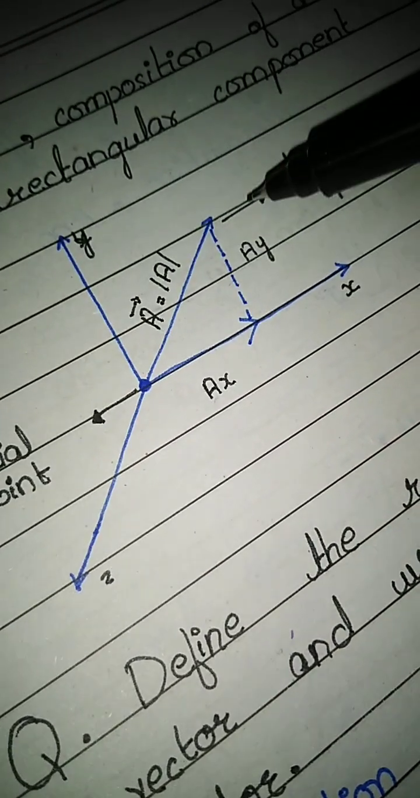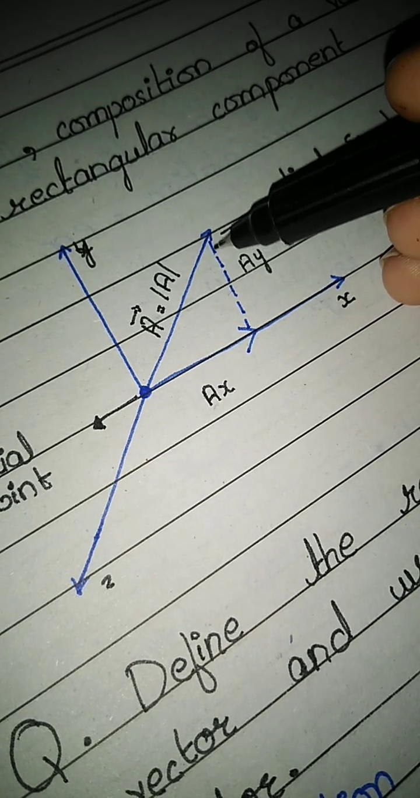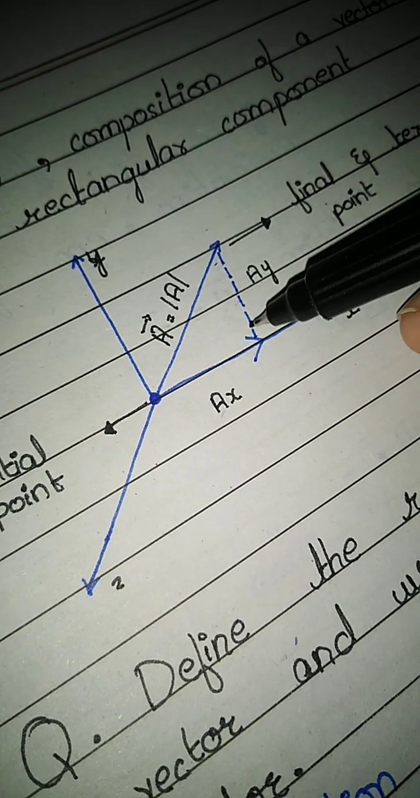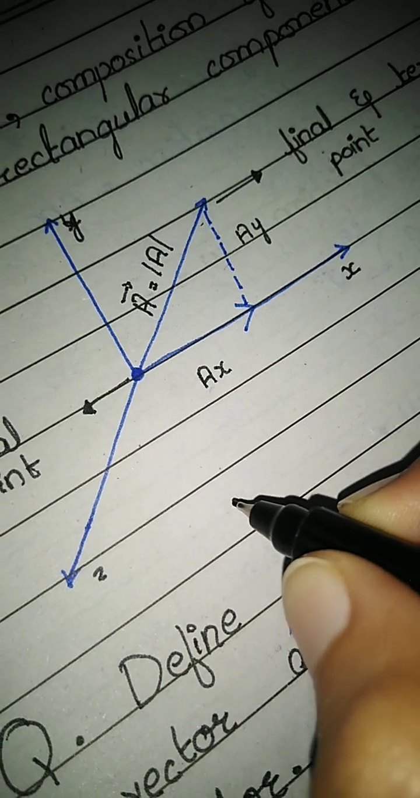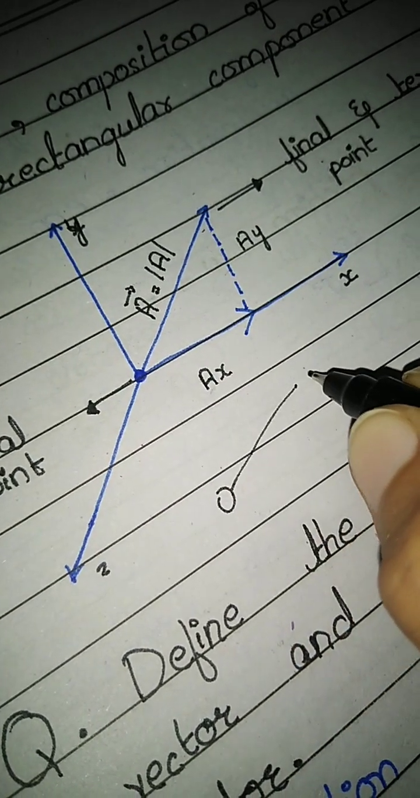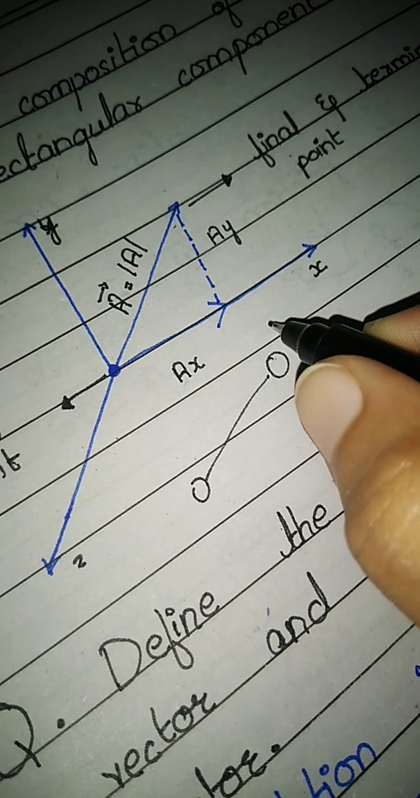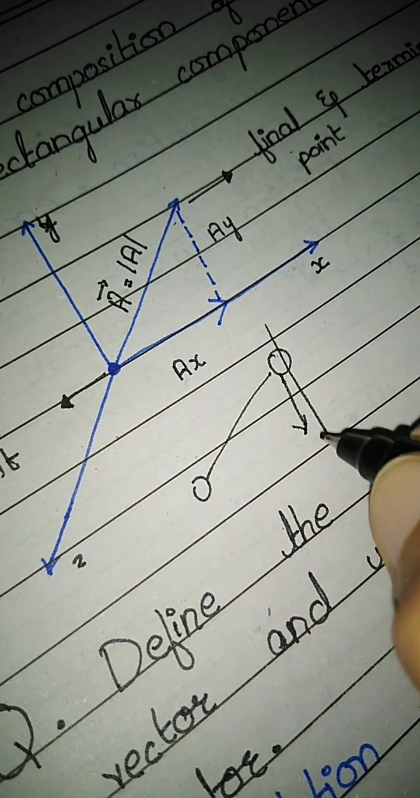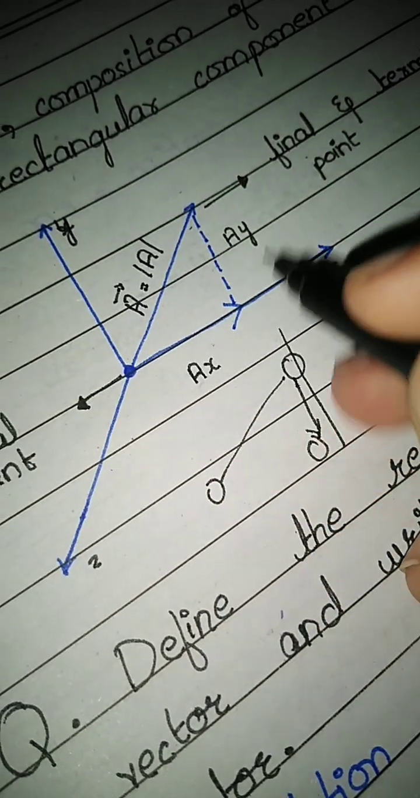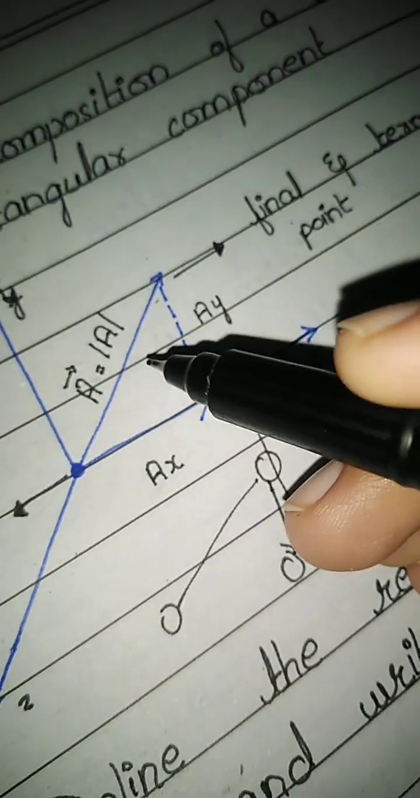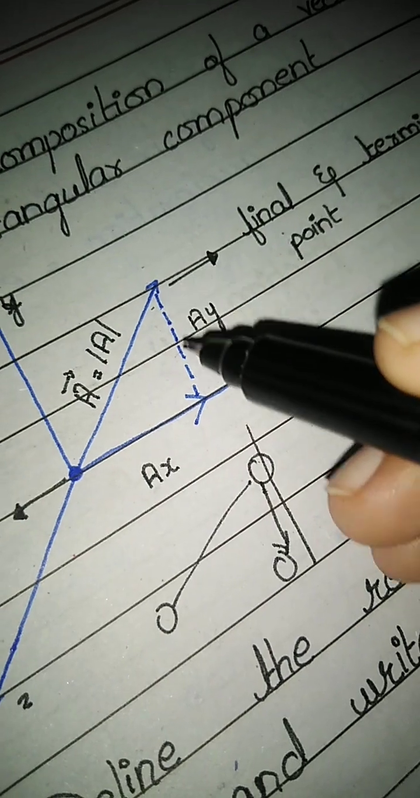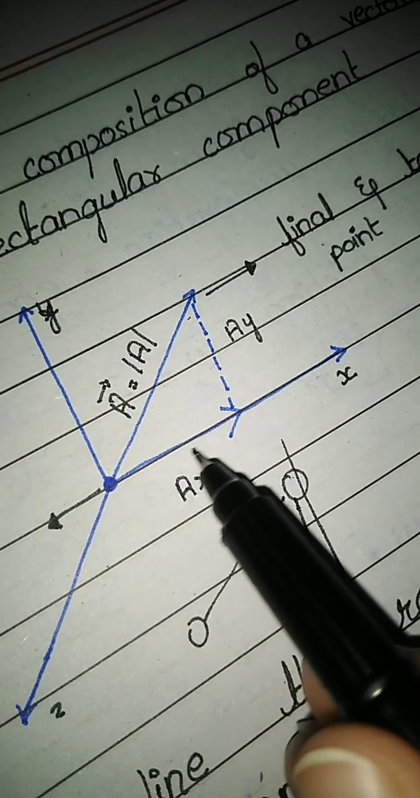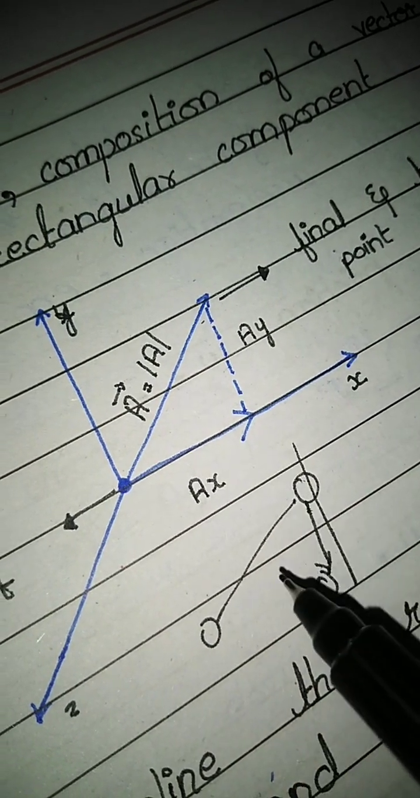Now, just suppose from this terminal point, the object is falling to the x-axis. Just suppose we throw a ball from here to here, and after getting here, there's a wall, and the ball just falls down. This is how this vector is made. So we're going to consider this vector falling as AY because it is along the y-axis, and this line as AX because it is along the x-axis.